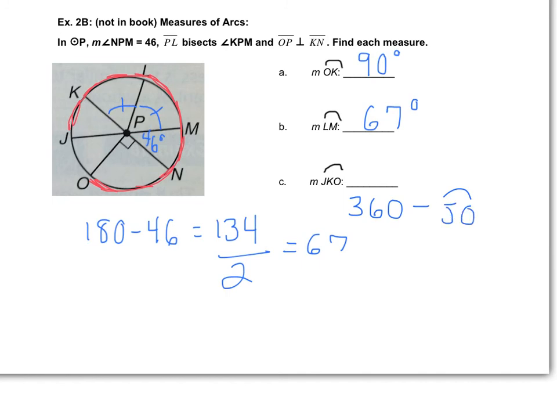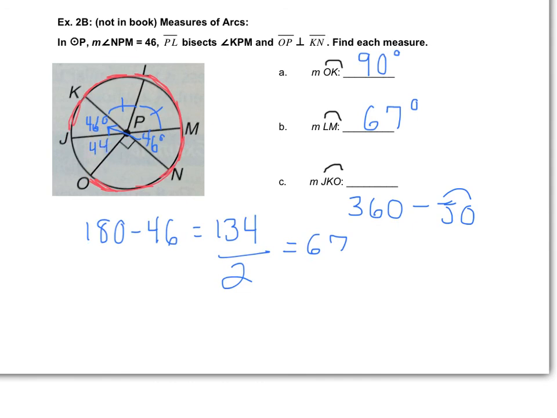So the question is, what is arc JO? Well, if we think about vertical angles, this 46 translates over here to 46 degrees. And as we know that this whole angle from KPO is 90, then that is going to leave a central angle here of angle JPO, kind of like if you were to think about a Pac-Man symbol, the mouth there is going to be left over, 44 degrees.